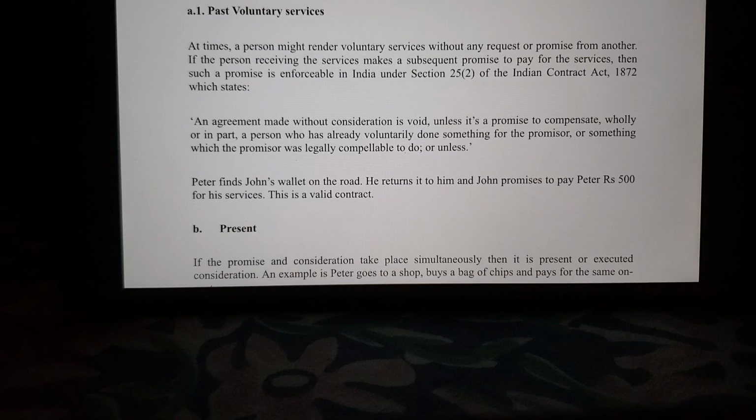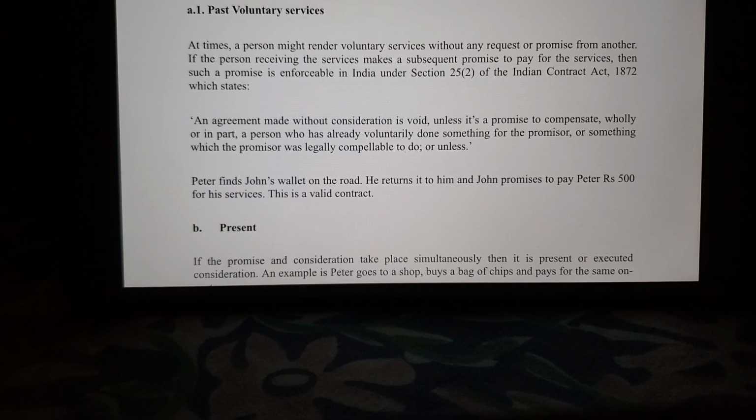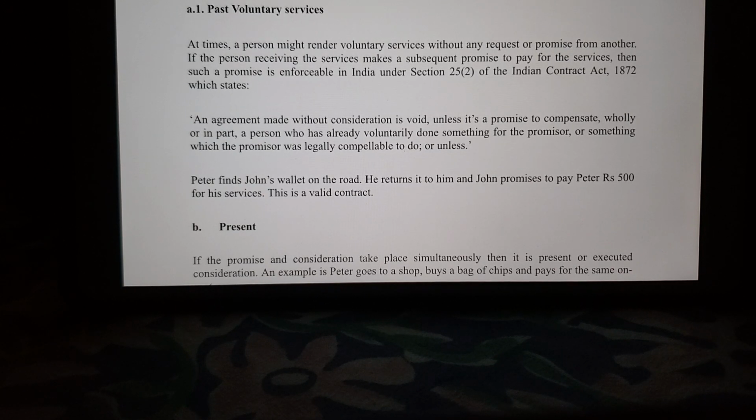Peter finds John's wallet on the road. He returns it to him and John promises to pay Peter rupees 500 for his services. This is a valid contract.